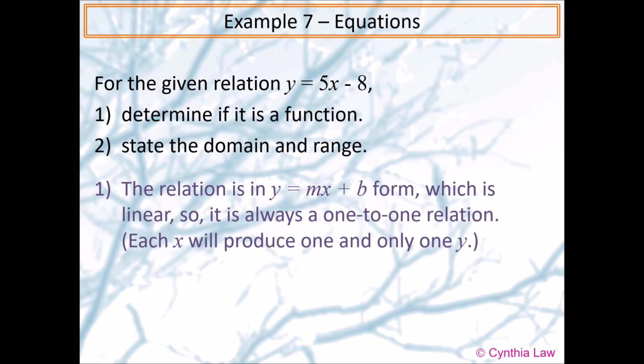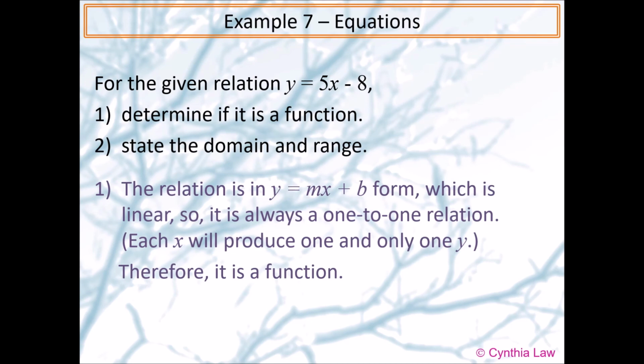So we know that it is always a one-to-one relation because each x will produce one and only one y value. For example, when x is 0, y is -8. When x is 1, y is -3. When x is 2, y is 2. So it's a one-to-one relation. I cannot substitute 0 into x and get two different values for y. It's impossible to do that. So therefore, it is a function.